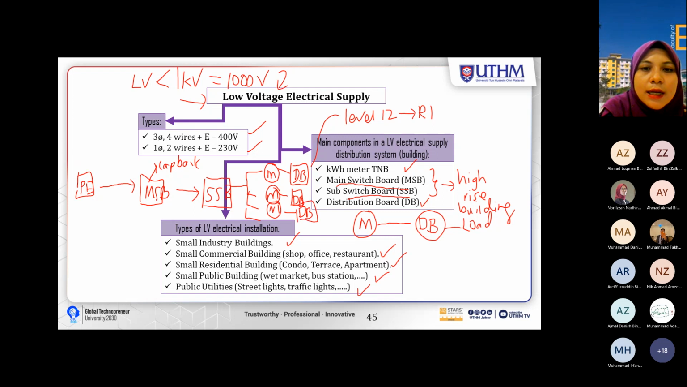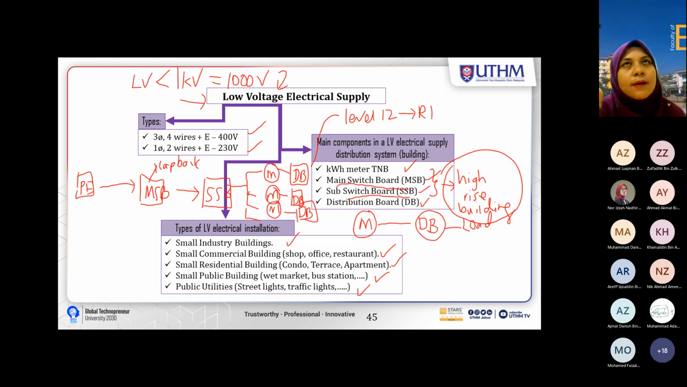Contoh-contoh lah. So kalau katakanlah MSB dengan SSB ni, untuk high rise building. Tapi kalau untuk residential, contoh you ada double story house kan, semua tu daripada meter terus dia masuk dekat you punya DB. Okay? Alright, apa lagi?